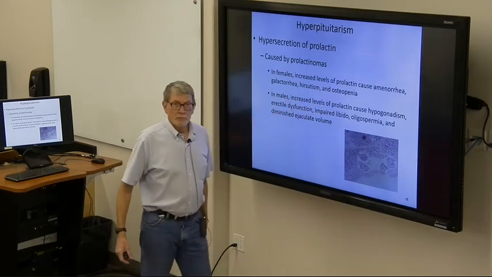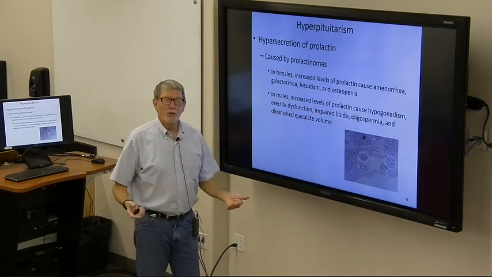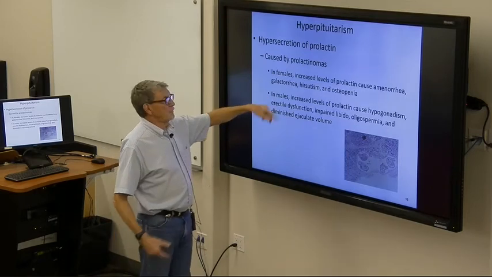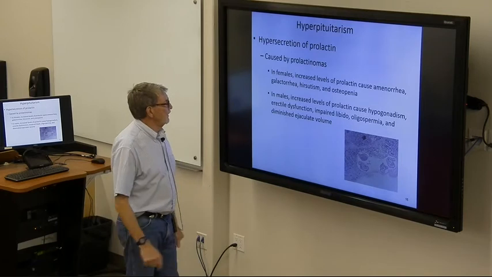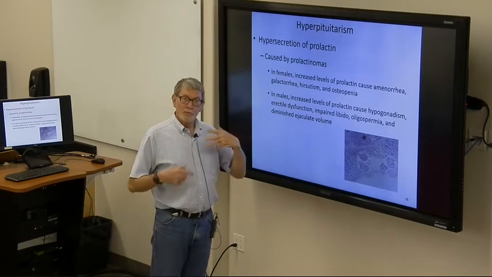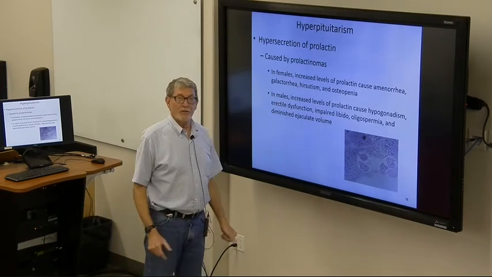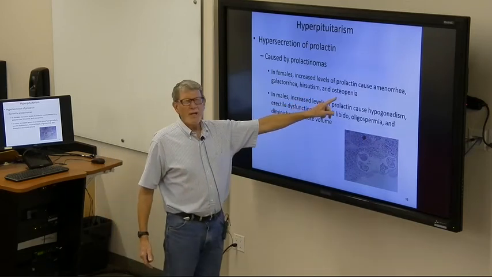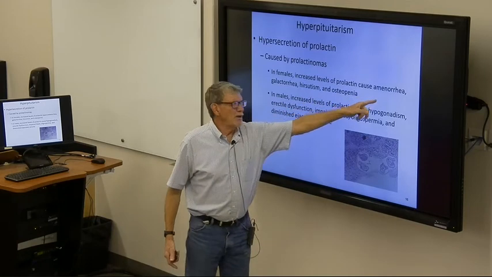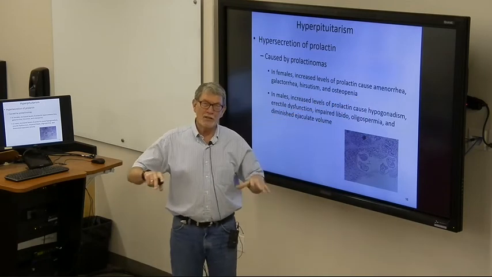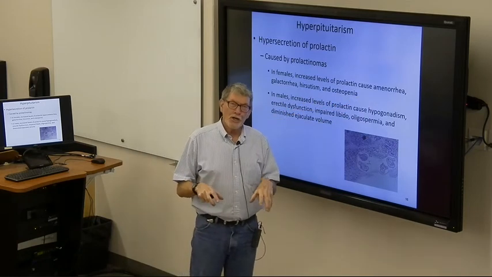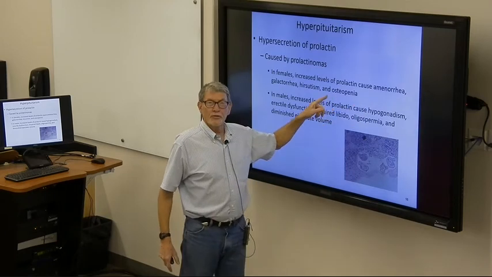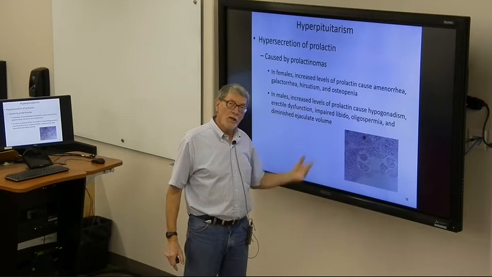Amenorrhea, if you're producing milk, you're less likely to menstruate. Galactorrhea means a flow of milk out of your breasts. Hirsutism, the woman grows excess hair on her face and other body parts. And osteopenia, because of the amenorrhea, the subjugating of the hormonal changes that go along with the menstrual cycle, it causes osteoporosis or osteopenia.